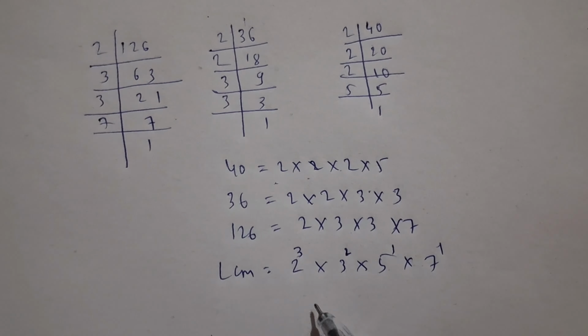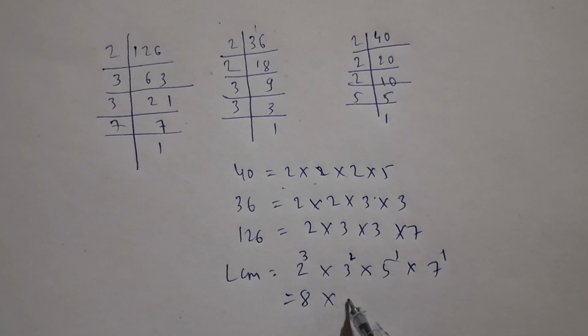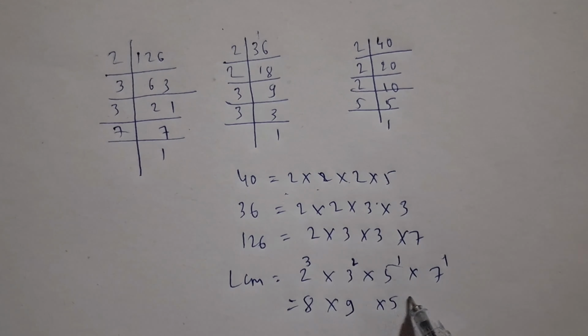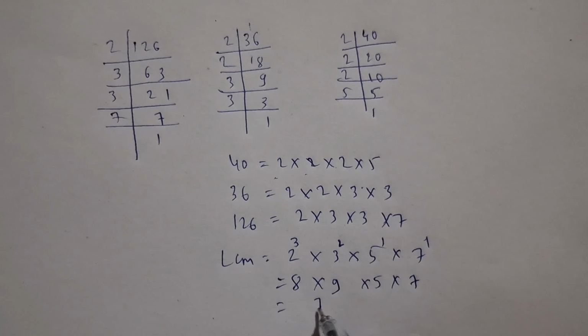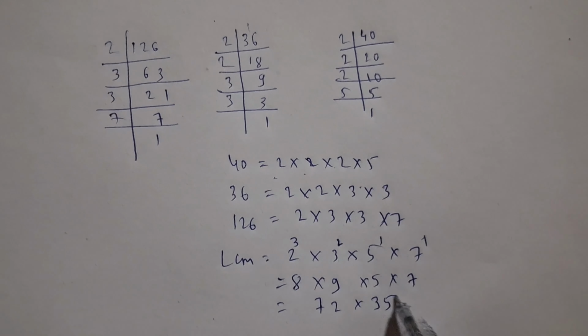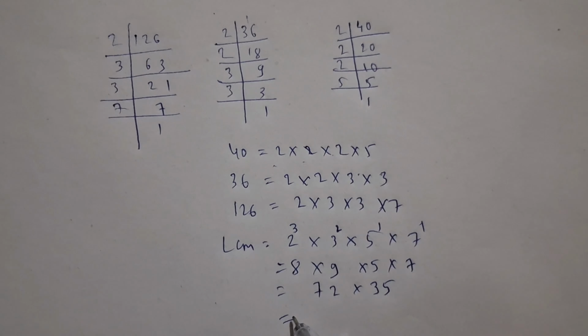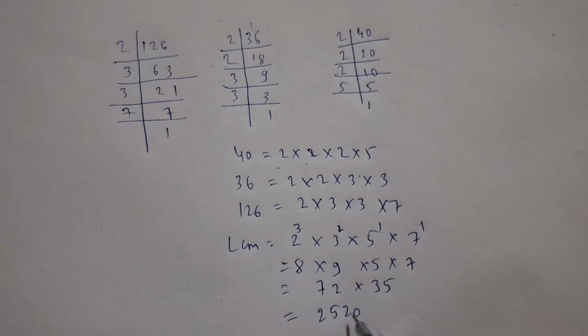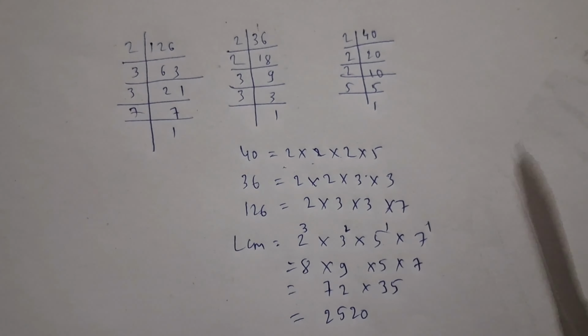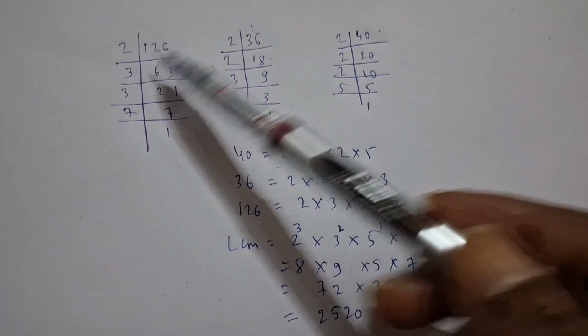You have to multiply. 2 cube means 8, 3 square means 9, 5, 7. 8 nines are 72, 5 sevens are 35. When you multiply 72 times 35, we get the LCM 2520. Therefore, the LCM of 40, 36, 126, we get 2520.